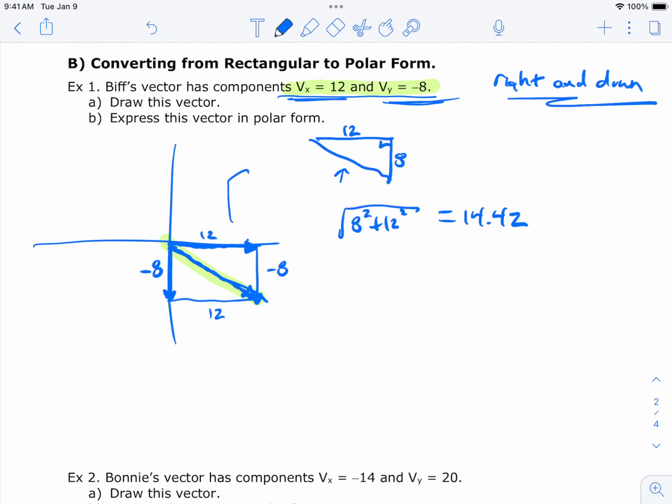What's the direction? Well, I should solve for this theta here, right? Let's switch colors. I could do one of those TOA, tangent type things. So the tangent of that angle is 8 over 12. And if you do a shift tangent, that's giving us a theta of 33.7 degrees.